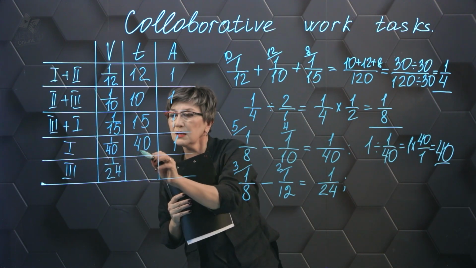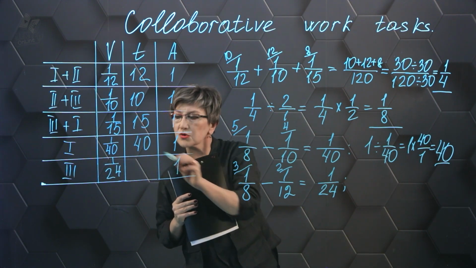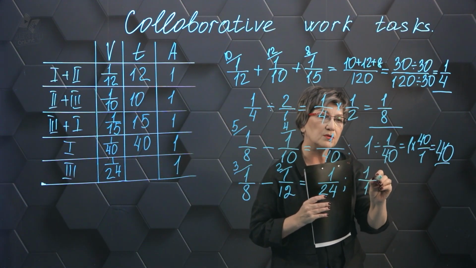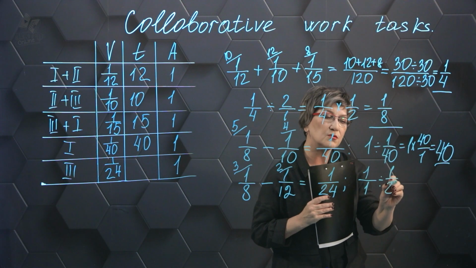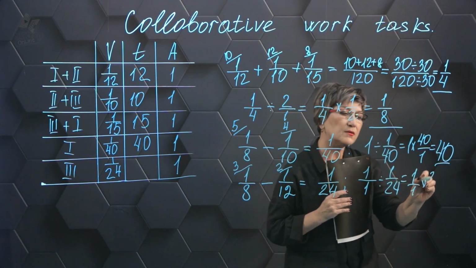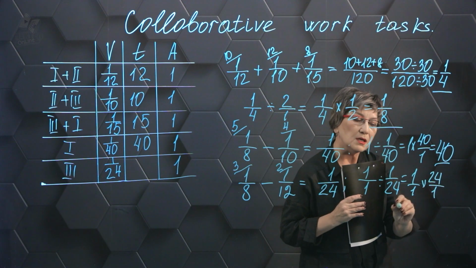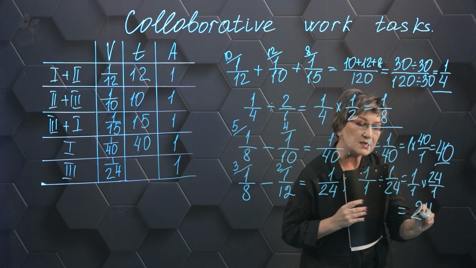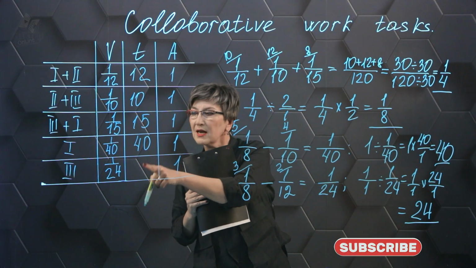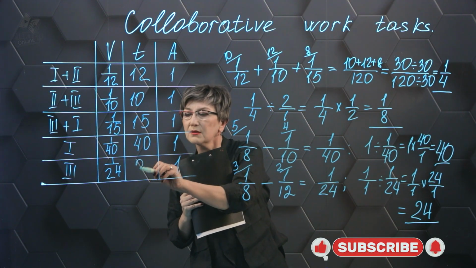Now let's find the time, with productivity 1/24. 1 divided by 1/24. 1 first times 24 over 1. And we get the answer, 24. The time it will take the third company to build this house is 24 months.